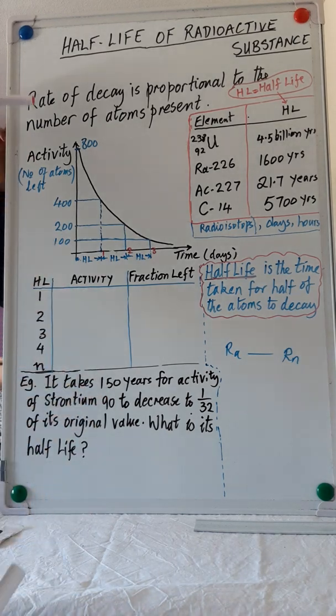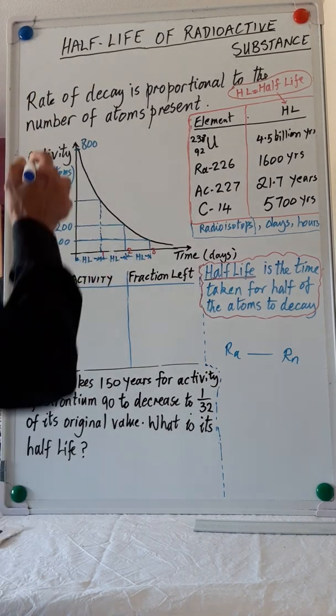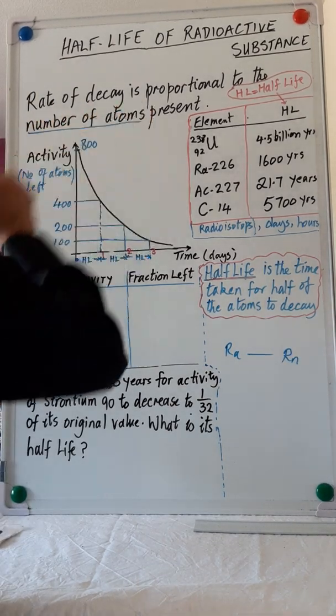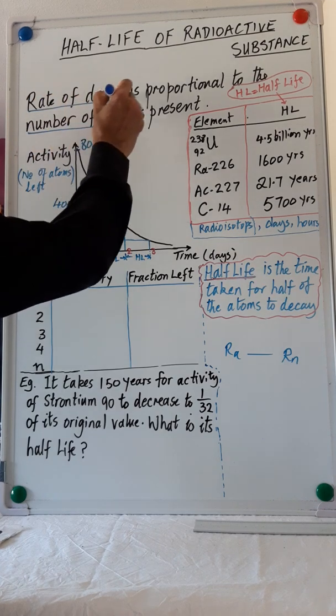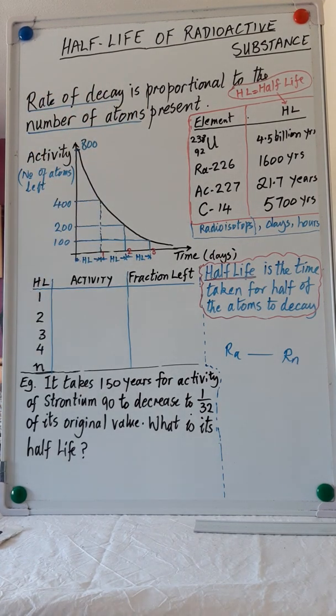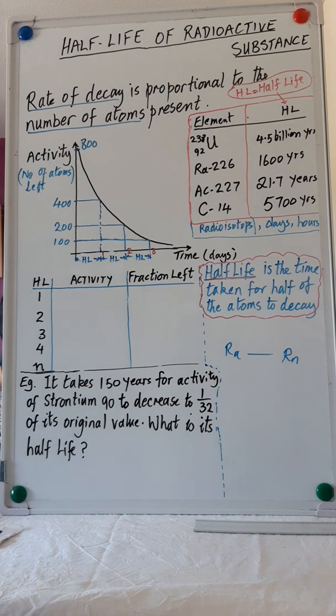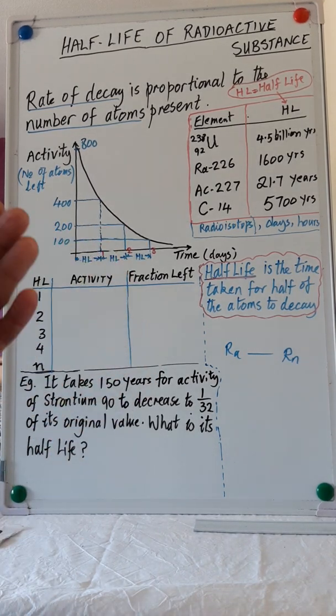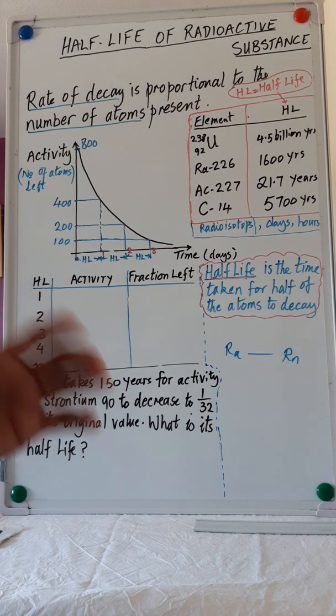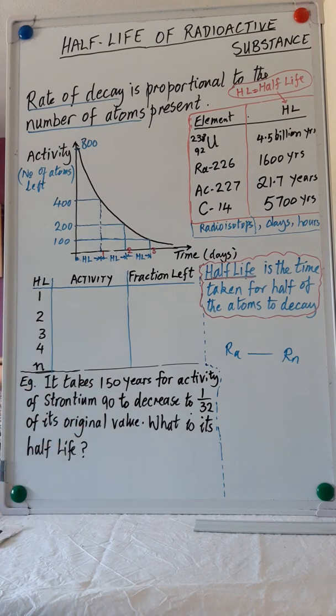Because the rate of decay is proportional to the number of atoms present. The number of atoms that are present, okay, the rate of decay depends on that. Rate of decay is proportional to the number of atoms present. Now, the mass of the radium will decrease and decrease and decrease. Does that mean that eventually radium will disappear and there'll be no mass left?